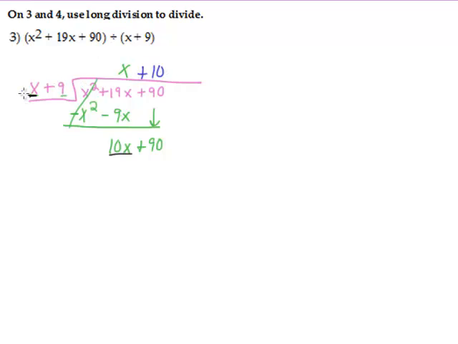Then we go back and we multiply. 10 times x is 10x, change the sign. 10 times 9 is 90, change the sign, so that's minus 90. Those both cancel out, leaving us with 0, so we have no remainder. Our answer is simply x plus 10.